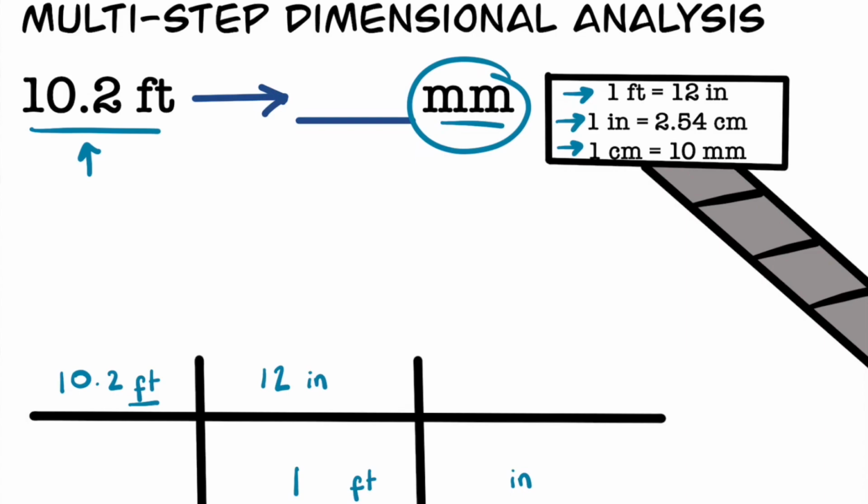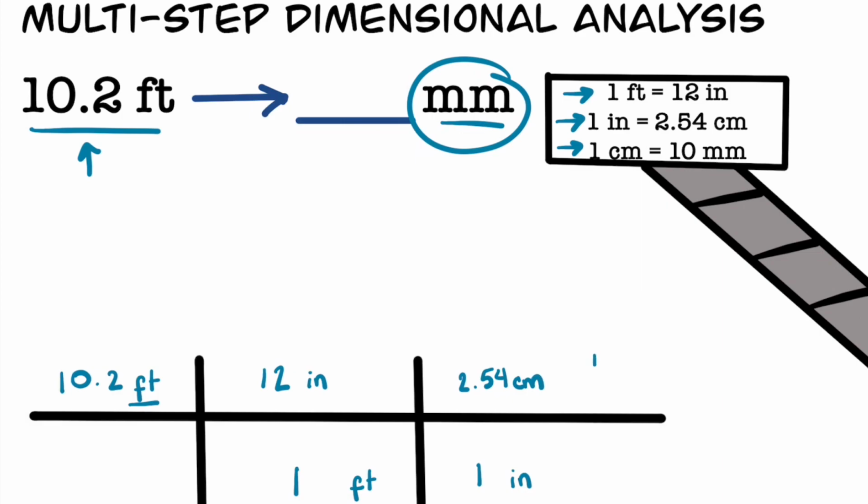Now, since we have inches at the bottom, what's another conversion factor with inches in it? We know that 1 inch equals 2.54 centimeters, so we can go ahead and put centimeters in the top box. Now, have we gotten to millimeters at the top yet? Nope, but we're close. We gotta keep going. So now, how do we get from centimeters to millimeters?